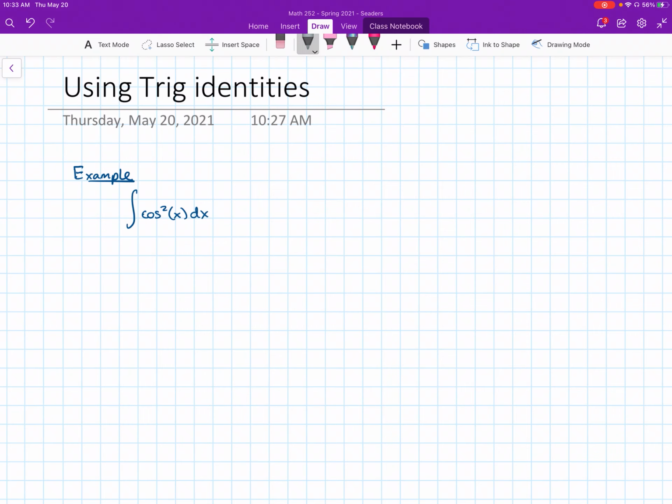So let's talk about integrating something like cosine squared of x dx. We can't use u-substitution because if we think of this as cosine of x all squared, our inside function would be u is cosine of x, and du would be negative sine of x dx, and we don't have a sine on the outside. So u substitution wouldn't work.